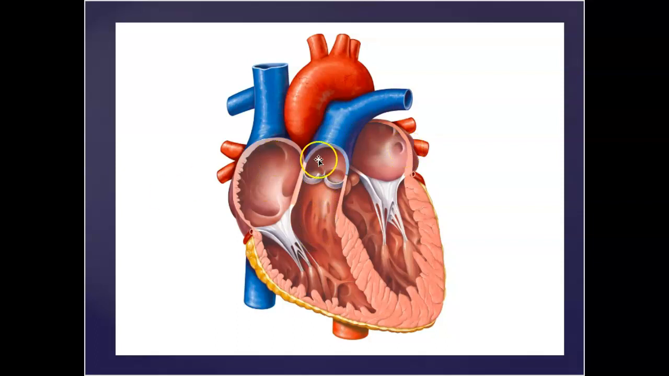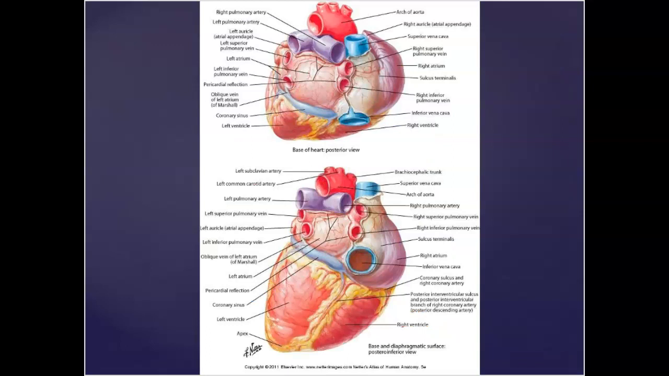Okay, you can see the right atria here. Let me see. You can see it here, maybe a little bit better. Again, it's kind of around the back side of the heart. Okay, the right atria is more on the front.